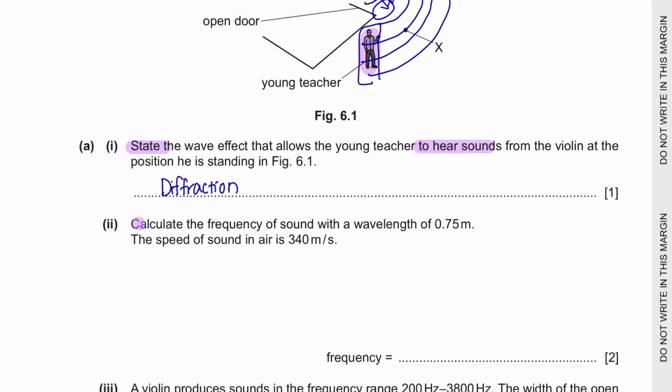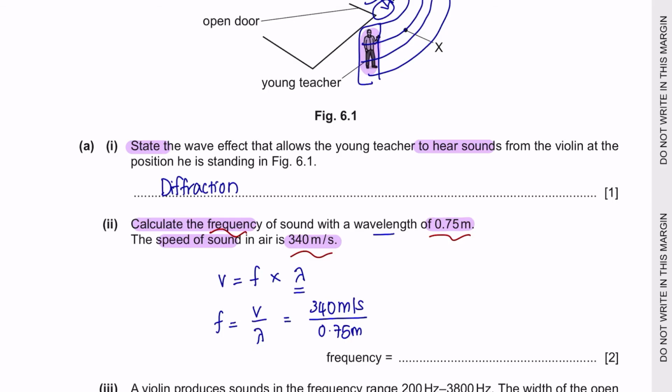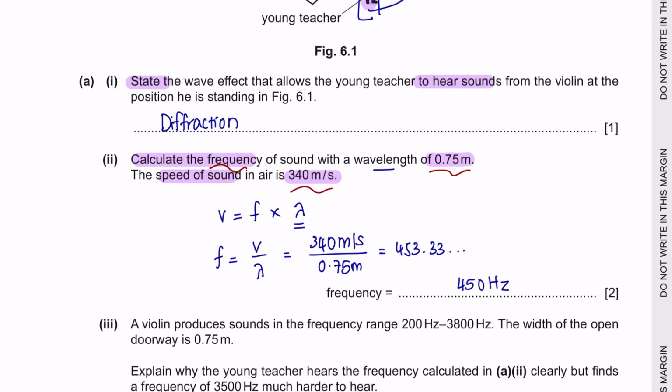Part 2. Calculate the frequency of sound with a wavelength of 0.75 meter. The speed of sound in air is 340 meters per second. So the formula related to wavelength, speed of sound and frequency is speed equals frequency times lambda. Lambda represents the wavelength. So rearranging this formula to calculate frequency would be speed over wavelength. Just make sure that the speed and wavelength are in standard units, and the frequency in 2 significant figures would be 450. The unit is hertz.